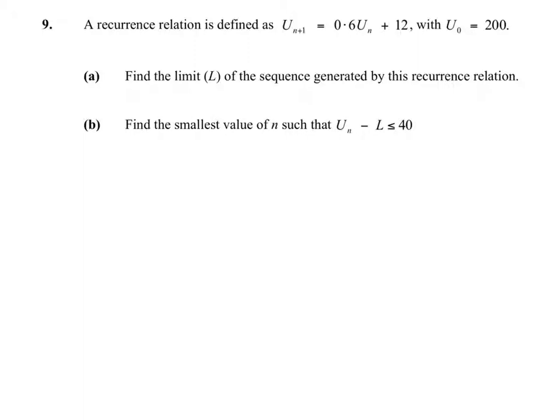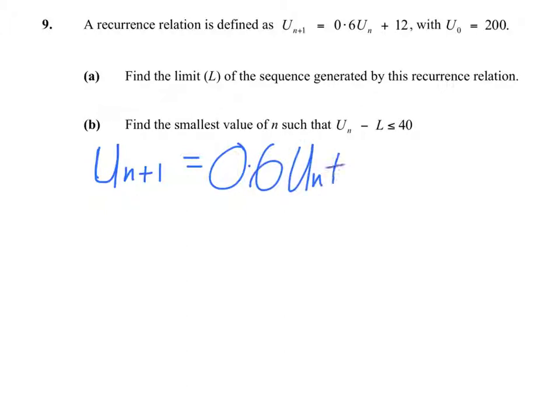Question number 9. A recurrence relation is defined as un plus 1 equals 0.6 un plus 12, with u0, the initial value, equal to 200. Part A asks us to find the limit of the sequence generated by this recurrence relation. So we'll first of all write down what a recurrence relation is again. So it's un plus 1 equals 0.6 un plus 12, and our initial value u0 equals 200.